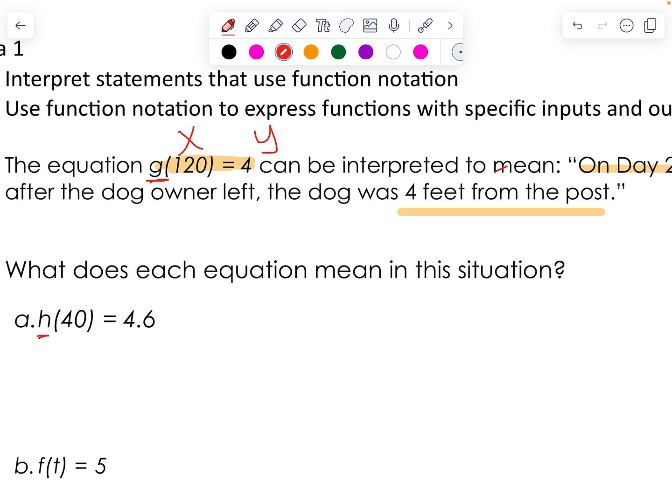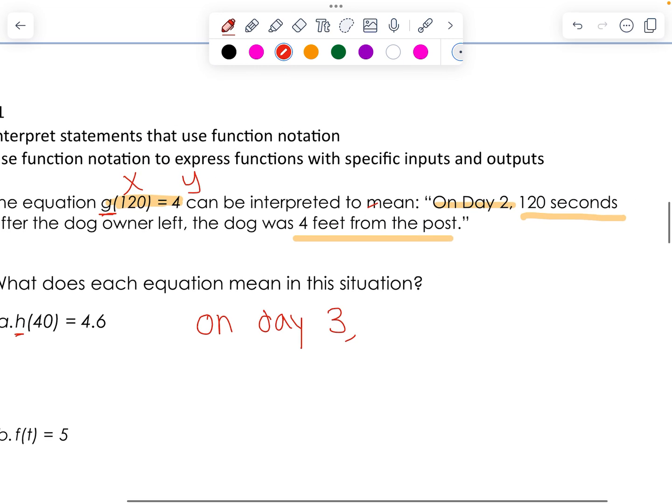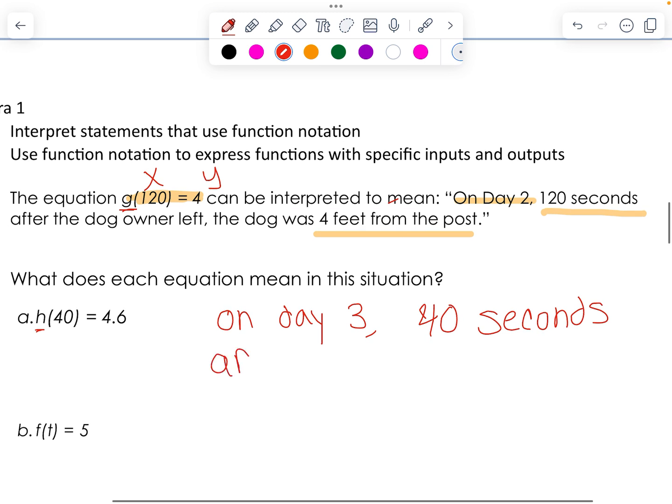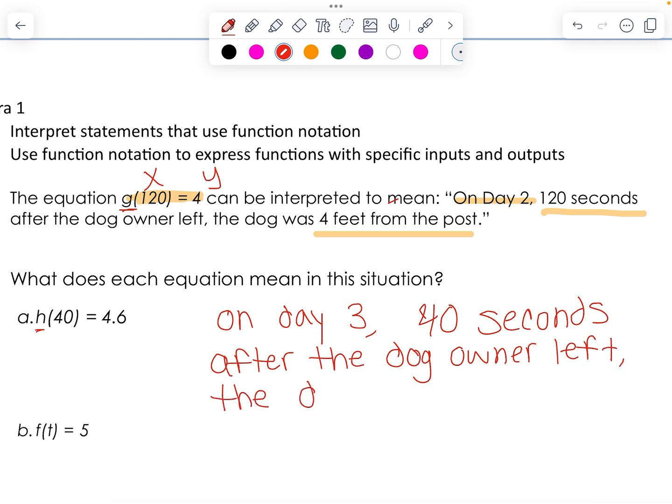So if we have function h, this is day 3. 40 seconds is our input. So 40 seconds after the dog owner left, the dog was 4.6 feet from the post.